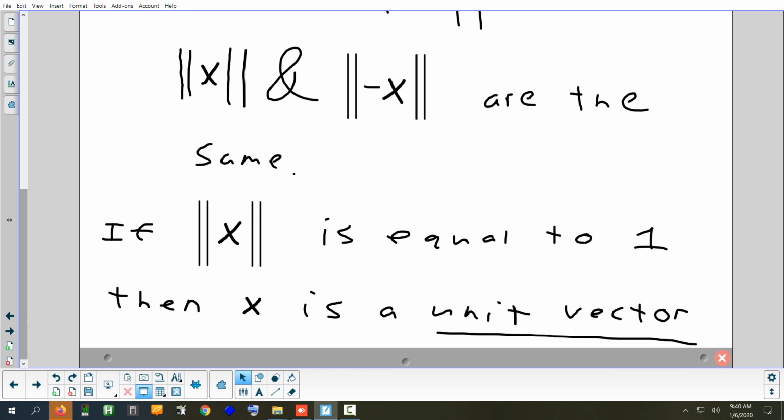Now, when you measure the length, if the length comes out to exactly 1, then there's a special name for that vector. It's called a unit vector. Just like when we studied the unit circle. We talked about a circle that had a radius of 1. We called it a unit circle. Well, the word unit in math usually means 1. So if your vector comes out exactly 1 unit in length, then it's called a unit vector. Okay, we're going to talk a lot more about unit vectors tomorrow.